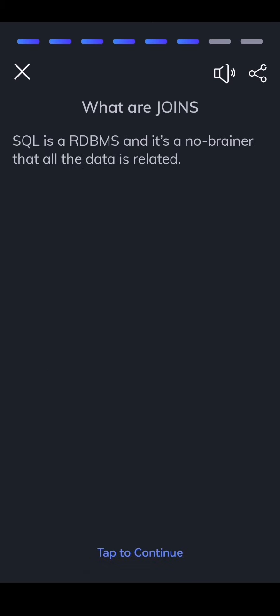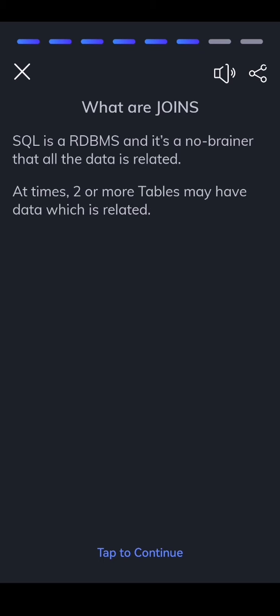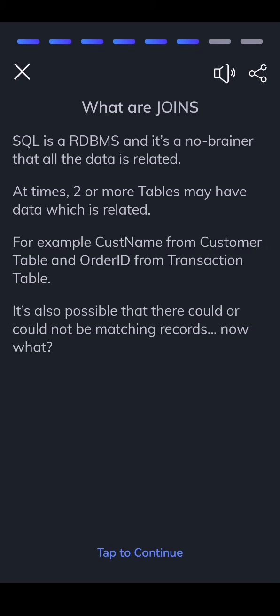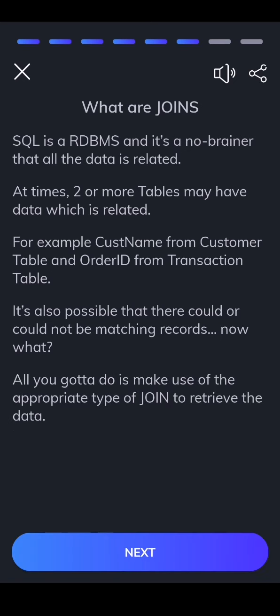SQL is a RDBMS and it's a no-brainer that all the data is related. At times, two or more tables may have data which is related. For example, cust name from customer table and order ID from transaction table. It's also possible that there could or could not be matching records. Now, all you gotta do is make use of the appropriate type of join to retrieve the data.